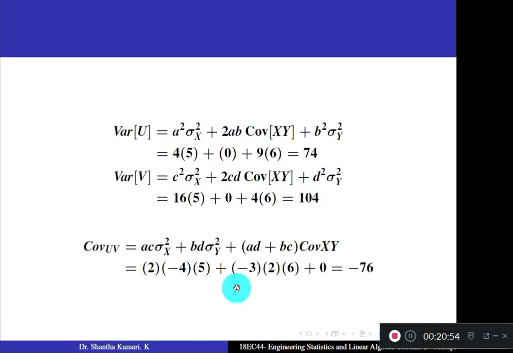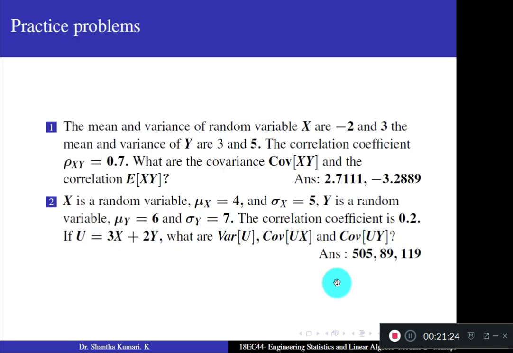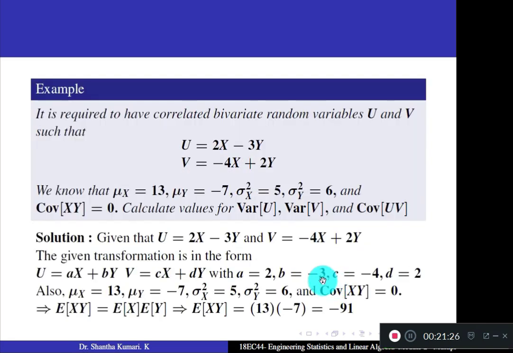Now what is variance of u? Variance of u is a square into sigma square x plus 2ab into covariance of xy plus b square into sigma square y. All the values are known, substitute. Similarly, variance of v you can find. And covariance of uv also you have the direct formula. AC sigma square x, BD sigma square y, AD plus BC covariance of xy. Substitute.